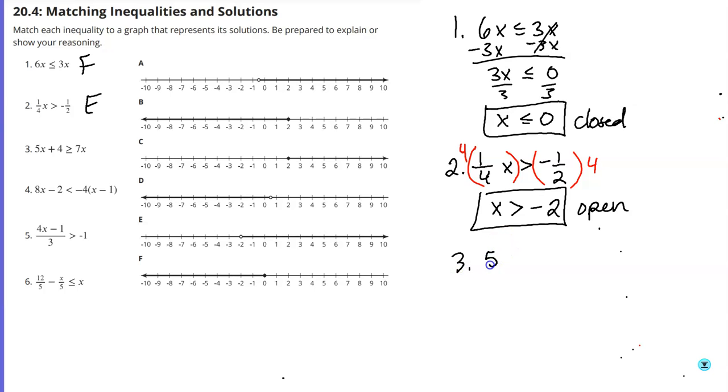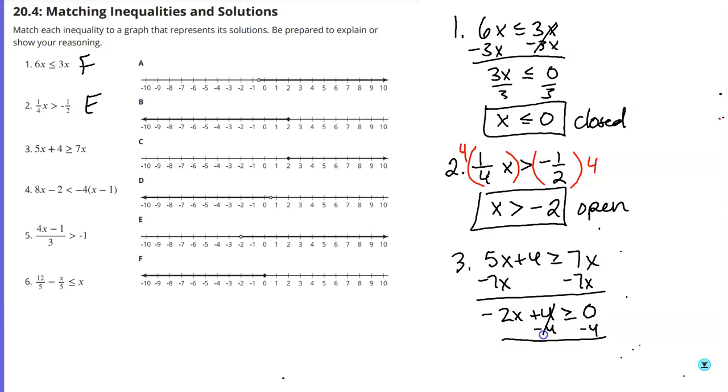All right, for 3, we have 5x plus 4 is greater than or equal to 7x. Okay, guys, this is one of those where it might look like it's easier to move the x this way, but I'm telling you, move it this way. So I'm going to subtract 7x because I like to move mine over here. I get negative 2x plus 4 greater than or equal. What happens when I cancel this? 0. Then I got to move the 4 to this side, so I'm going to subtract it. Negative 2x is greater than or equal to 0 minus 4 is negative 4.